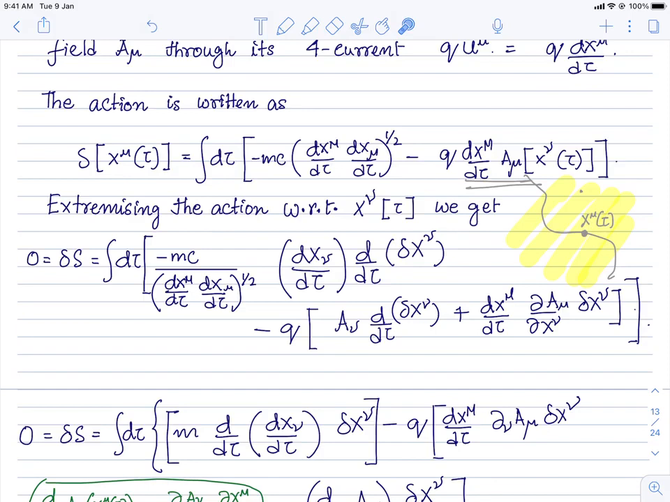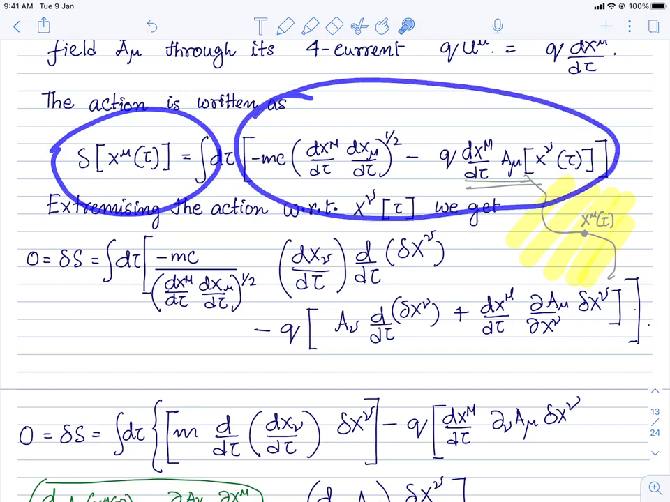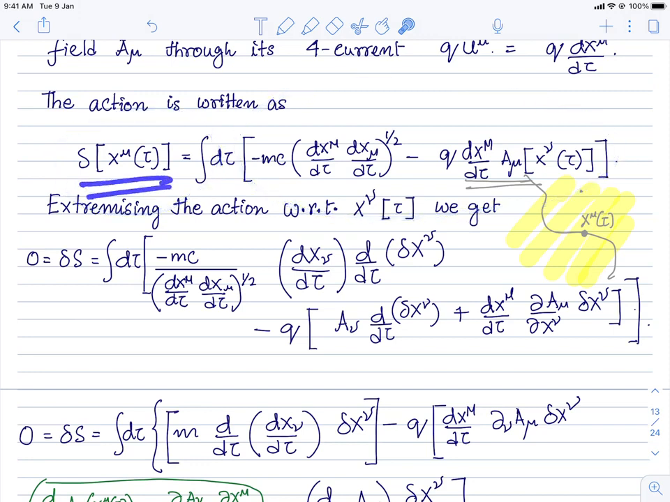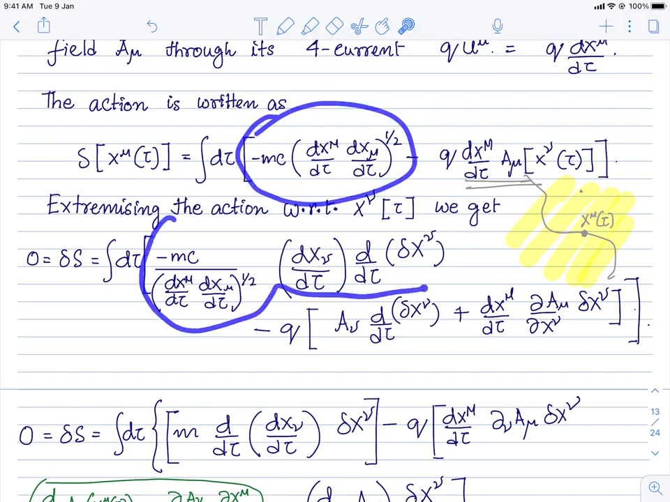And now we can take this action, this functional, and try to extremize it as a function of x^mu(tau). So we do the variation and set it to zero. That's the standard procedure. And you are already familiar with the variation of this part. You have already seen how to do the variation of this part.